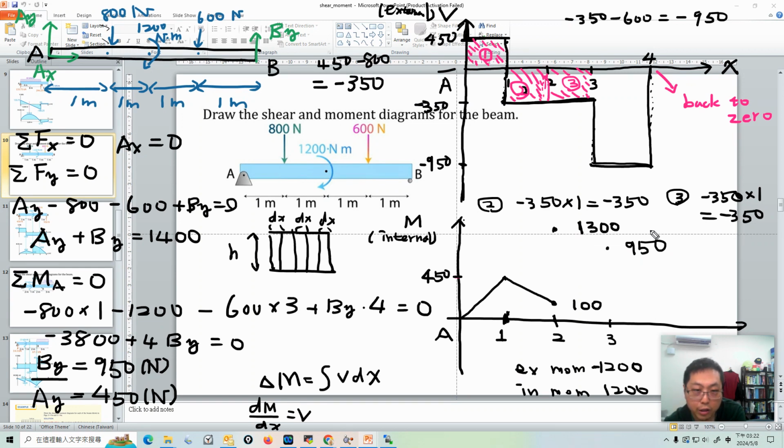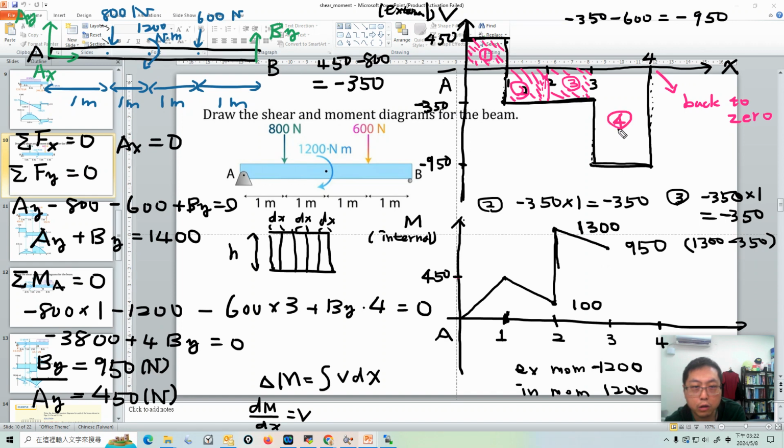Okay, see the logic here. It's also a rectangular shape, so it must be a steady change. Maybe I should cover it with a solid line here. Okay, and then from 3 to 4. Three to four is here.